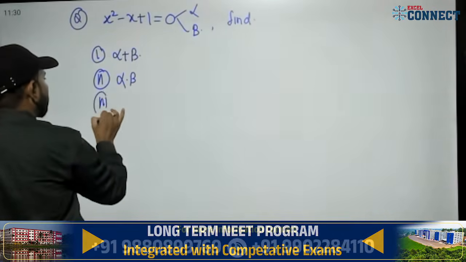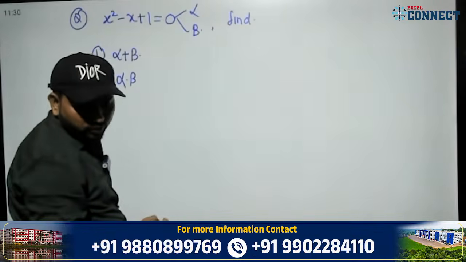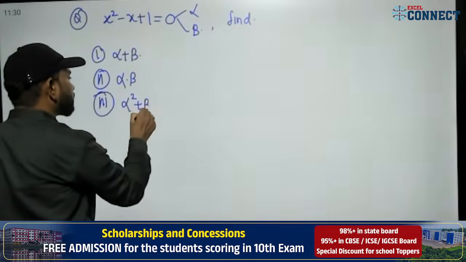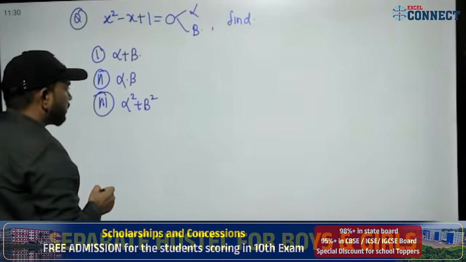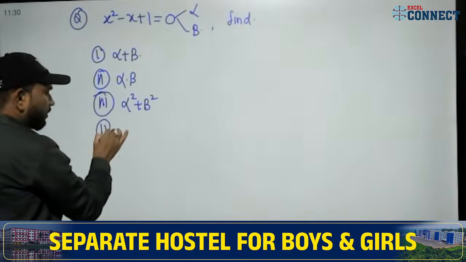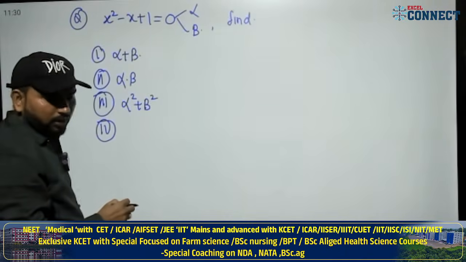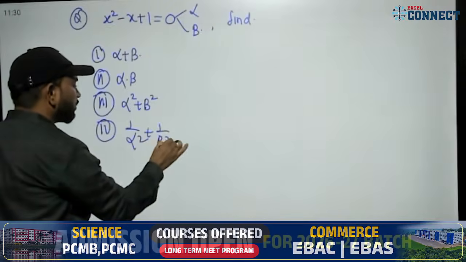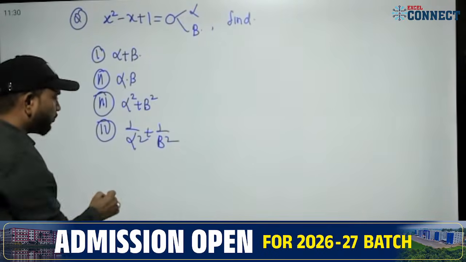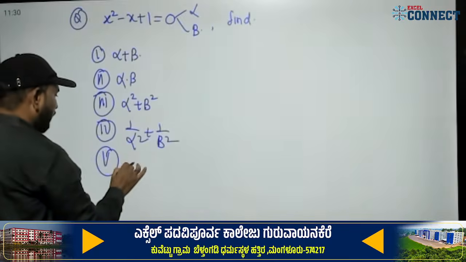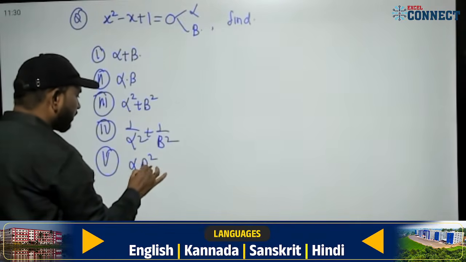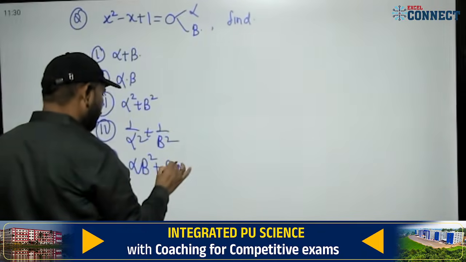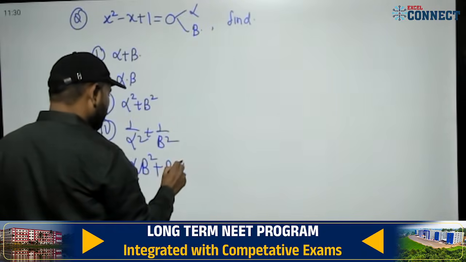Third, they will ask, let's suppose, alpha square plus beta square. What is this? Fourth, they can ask 1 upon alpha square plus 1 upon beta square. And next, let's suppose, fifth problem, alpha beta square plus beta into alpha square. Okay.